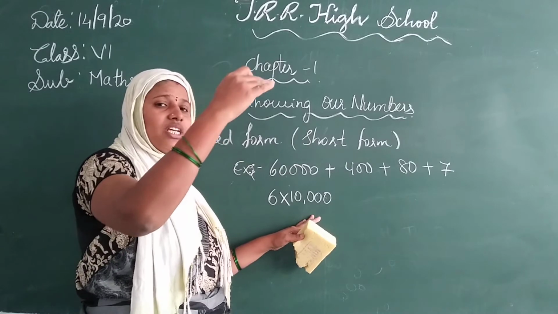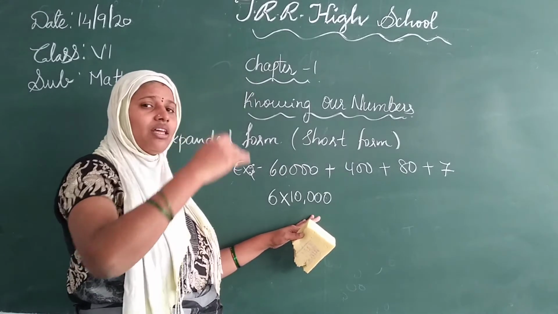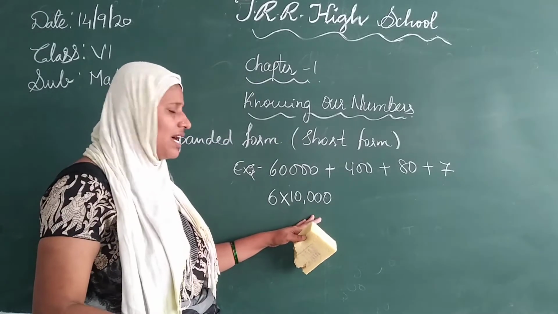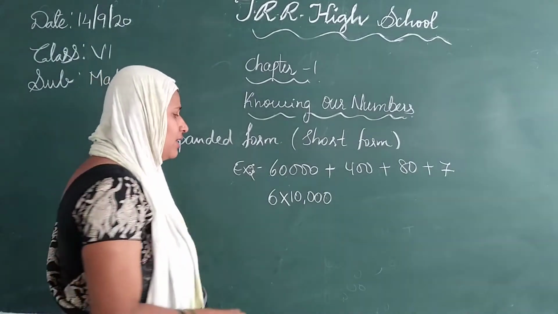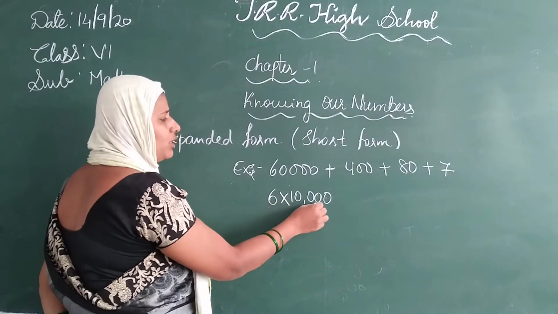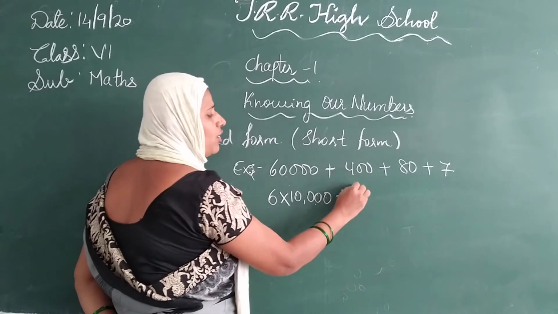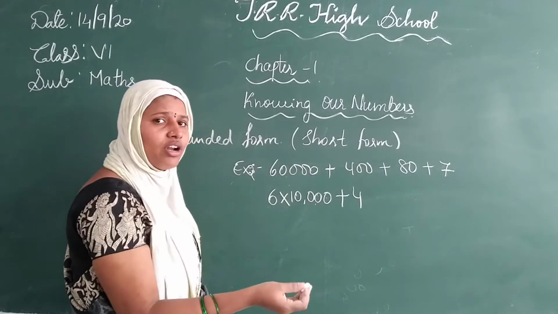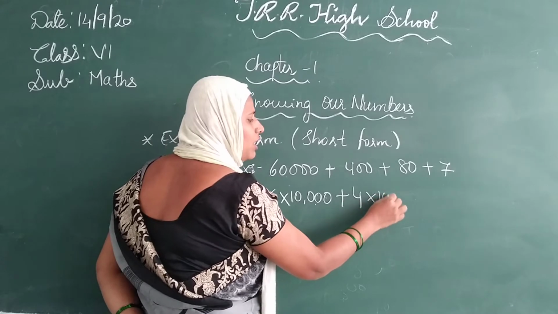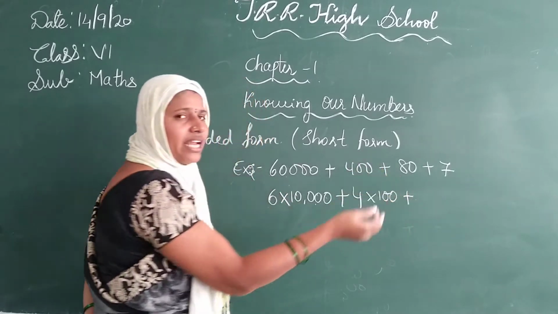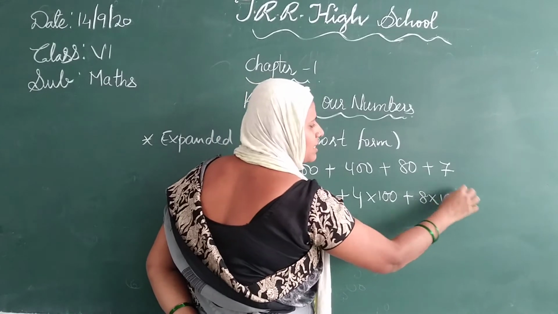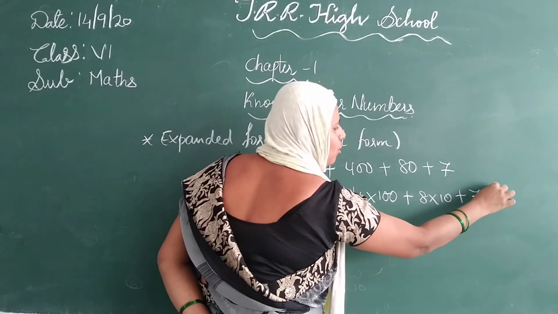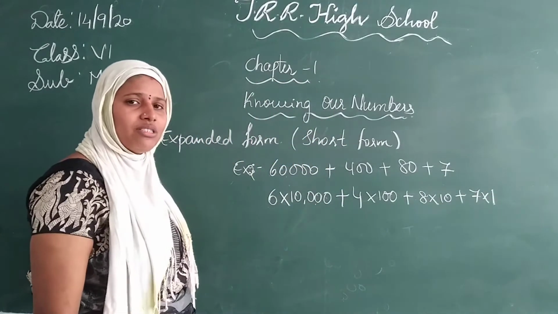Thousands means how to write 1,000, 10,000, lakhs, that I gave in the last class in the place value chart. If you want, once again you go through that video. Now 6 into 10,000 plus 4 into 400 means how will you write 400? 4 into 100, plus 80: how will you write? 8 into 10, plus 7 into 1.